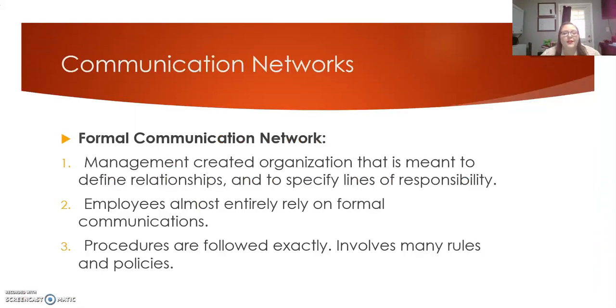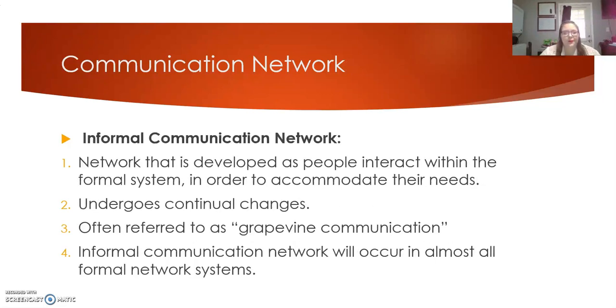So there are two kinds of communication networks. The first is a formal communication network, and this is a management-created network in order to define relationships and specify responsibilities. This can be in the way of rules, uniform, and punctuality. These procedures are often needed to be followed exactly, and employees almost entirely rely on formal communications.